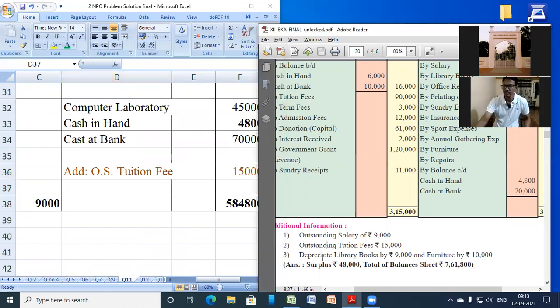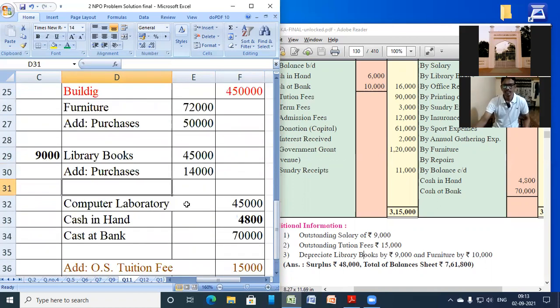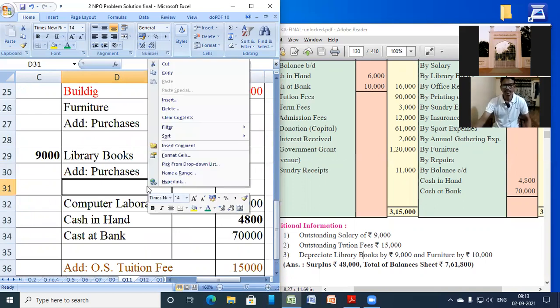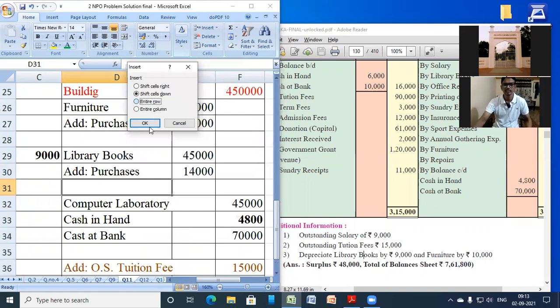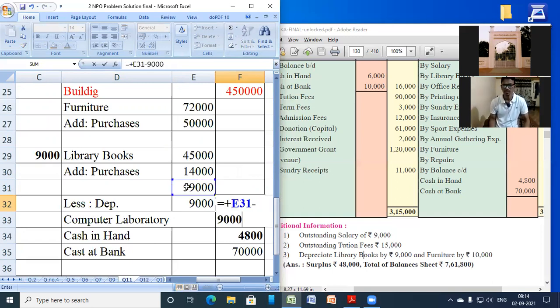Now coming on the third adjustment, balance sheet mein aapko kaha gaya, third adjustment mein kaha gaya depreciate library books 9,000. To library books hamare paas already hai, yahan par ye books hai, purchases aa gayi hai. Ab iske baad aapko less, ek row insert kar lete hain, insert entire row. Ye aapka total aa jayega yahan par. Less depreciation. Depreciation ka library book uska 9,000 de diya gaya hai, so we will consider that plus this much minus this 9,000.